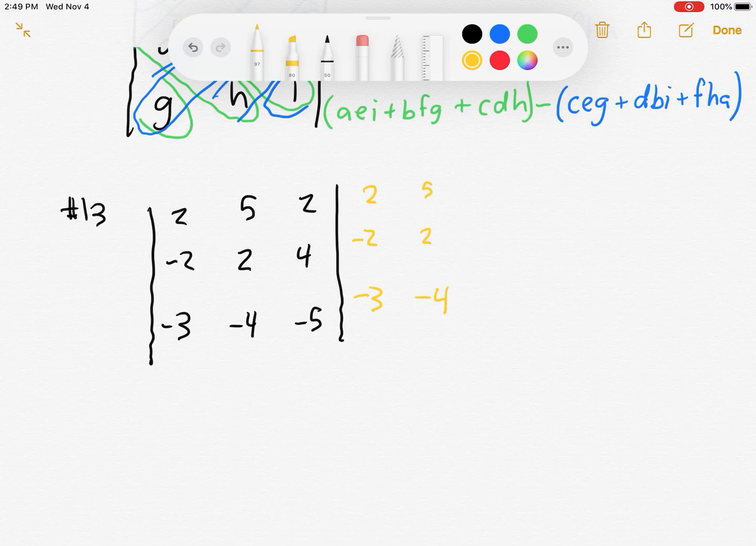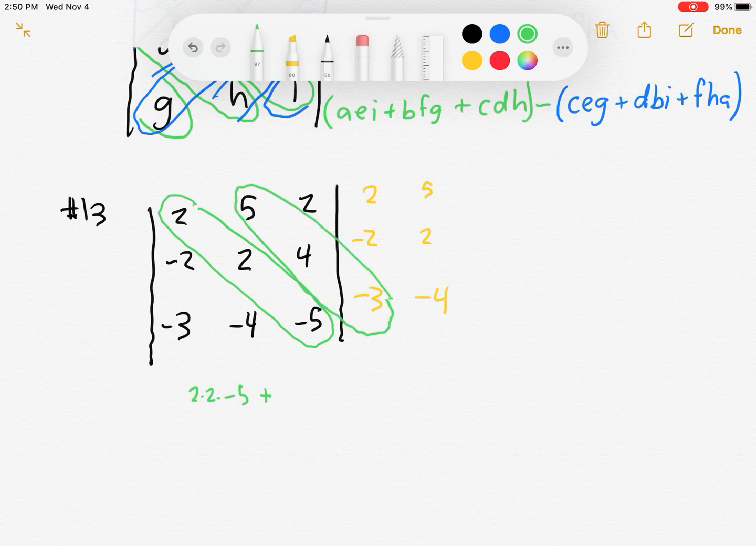All right. So all I did there is I just copied the first column and then the second column, so you can see them both over there. Now let's go ahead and put in our diagonals, and I think you'll see that they're much easier to spot because we can just go ahead and circle our first one. 2 times 2, -5, plus our next one. Hey, look, it looks like a diagonal this time. All the numbers are in a row. 5 times 4 times -3 plus our last one. 2 times -2 times -4.